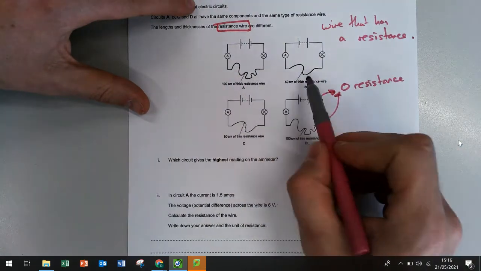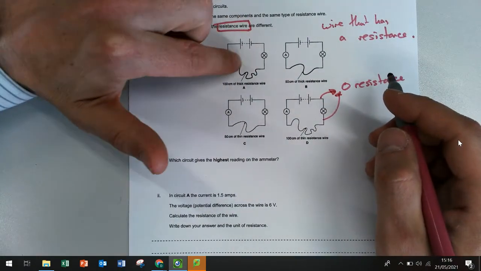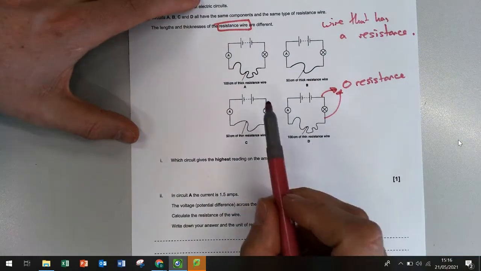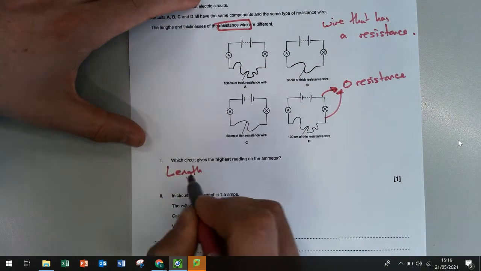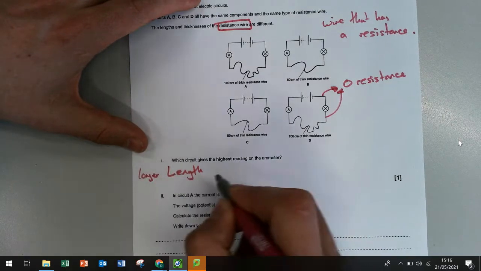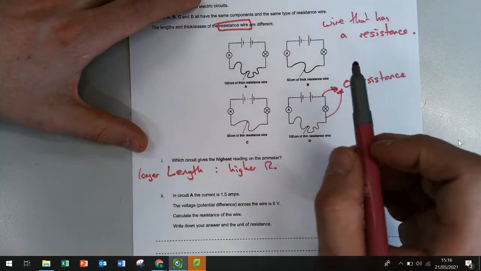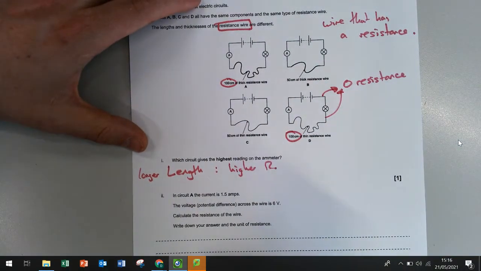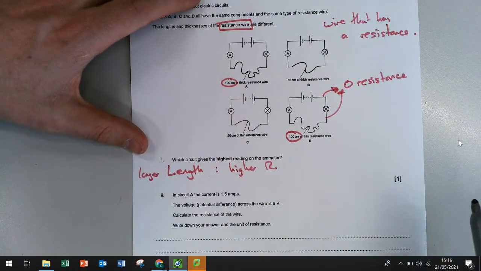But when it has resistance wire, it means this is a wire that is part of the circuit, which means we have to count it as resistance. So what affects resistance? Well, the length of a wire: the longer the length, the higher the resistance. So we probably want to consider the two that are longest, and then we need to think, is it going to be thin or thick resistance wire?